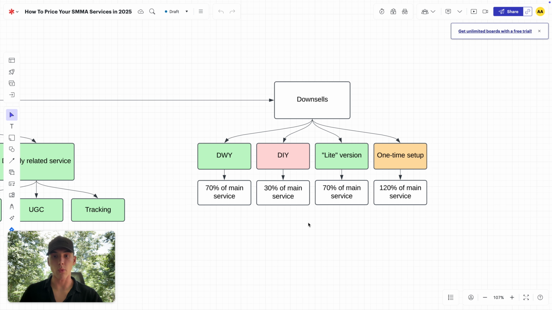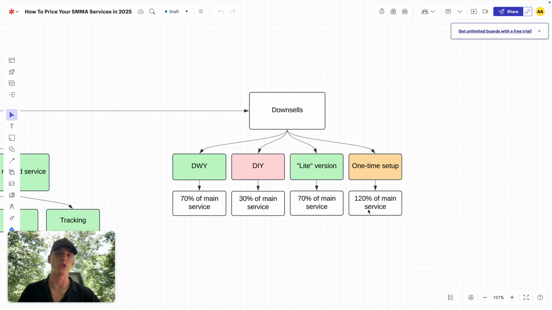You can have a DIY offer, like a course where you just give them all the information. You don't guide them, they just use the information to try to make it work on their own. You can offer a light version of your main service, so you spend less time, you put them in some kind of junior pod, or you can offer one-time setups. I have different opinions on each one of these. I really prefer the done with you and the light version downsells because they still get the experience of working with you and getting mostly the same results that they would get from your done for you service.